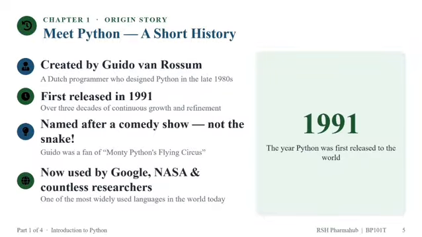Now let's look at the history of Python. Python was created by Guido van Rossum in the late 1980s and officially released in 1991. His goal was to create a programming language that was simple, readable, and easy to learn. Interestingly, the name Python was inspired by the British comedy television show Monty Python's Flying Circus. It's not named after the snake. Today, Python is one of the most popular programming languages in the world.